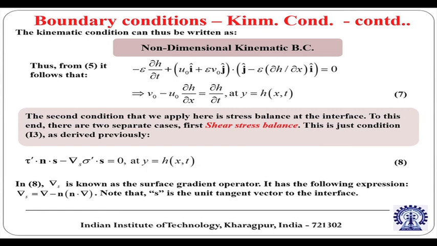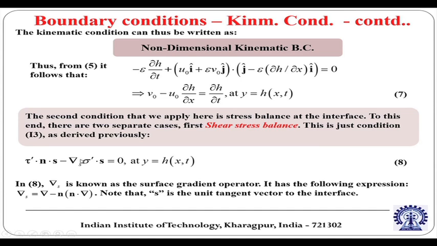In the shear stress boundary condition, we start with the dimensional form. So, tau dash dot n, this is the traction vector in dimensional form, dot s, is equal to grad s sigma dash dot s. We derived this form earlier in the previous lecture, at y is equal to h, where h is a function of x and time. So, del S, as we have discussed, is known as the surface gradient operator.